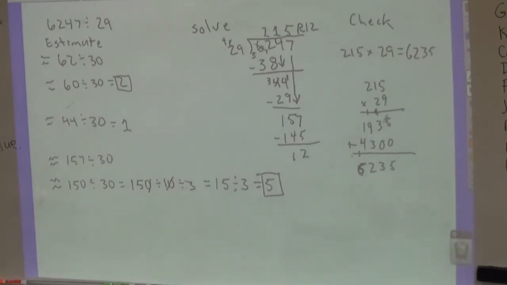Now, we'll take that 6,235, and add the remainder of 12. 2 plus 5 equals 7. 3 plus 1 equals 4. And we just get the same 62. And that looks right. Yes!